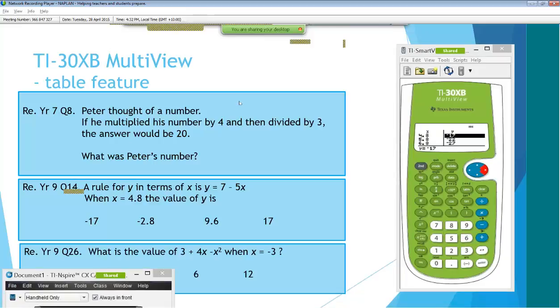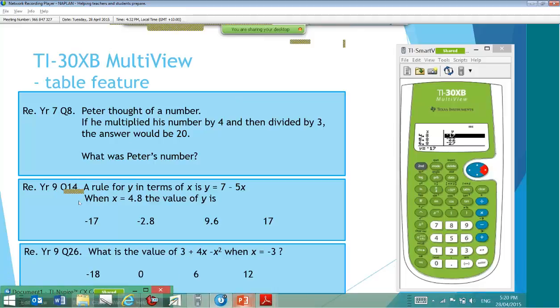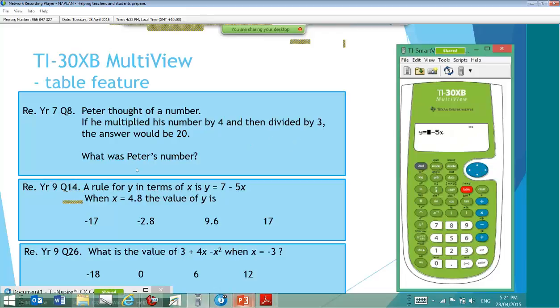So here's another one from a Year 9 paper. Question 14 here. I would probably hope that students wouldn't need to use a calculator, but question 26, I think the calculator really helps, where I've got this 3 plus 4x minus x squared, same sort of deal, 3 plus 4x minus x. Be careful here.